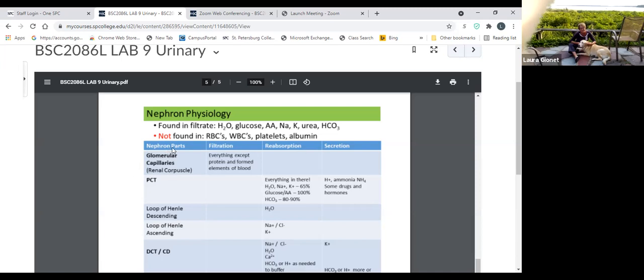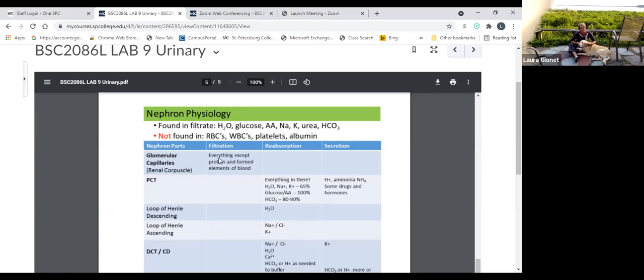Here we have a chart that includes the nephron parts to the left, starting at the renal corpuscle, proximal convoluted tubule, descending loop of Henle, ascending loop of Henle, and distal convoluted tubule, and the collecting duct. Then we have on the top the different phases of urine formation, and that includes filtration, reabsorption, and secretion.